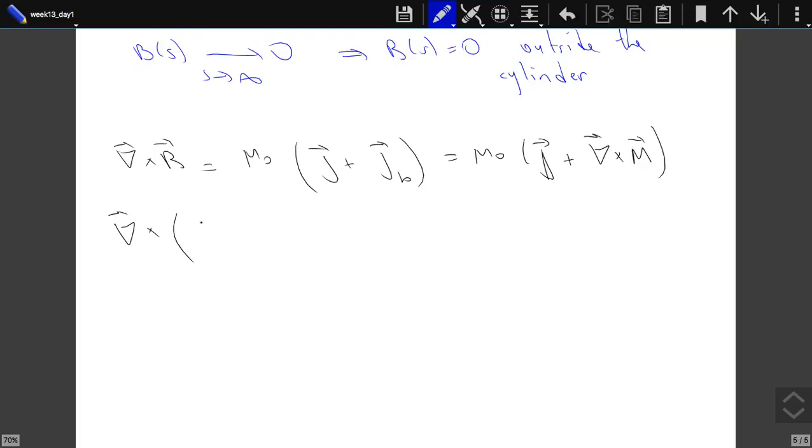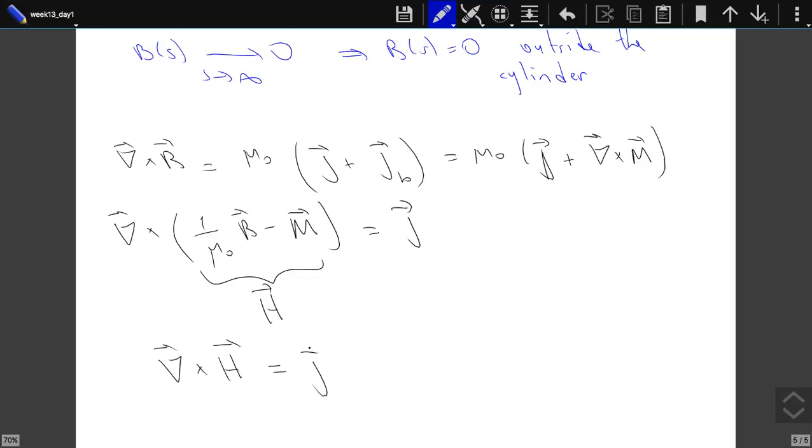The curl of (1 over mu 0 times B minus M) is equal to J. This is basically the equation we have. And instead of the displacement field, this is what's called the H. So curl of H is equal to J.